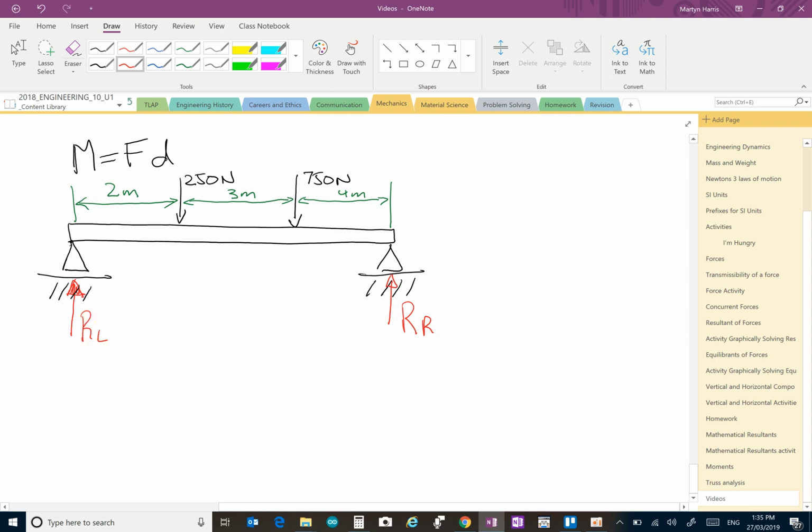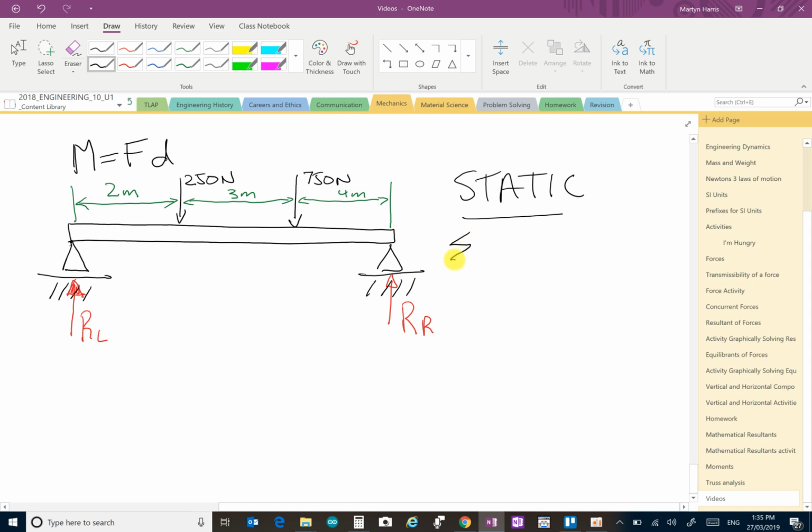Now, it's Newton's third law: for every action there's an equal and opposite reaction. So as these push down, these forces are pushing back if it is static. Static means that it is not moving. It's not moving at all. That means all the forces equal each other.